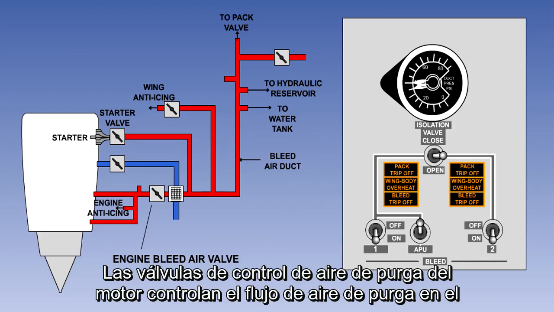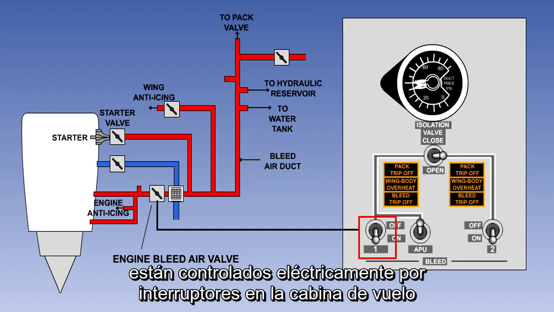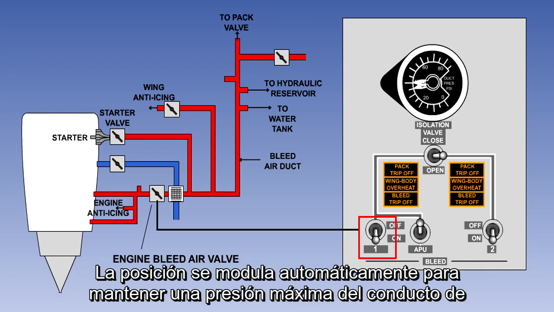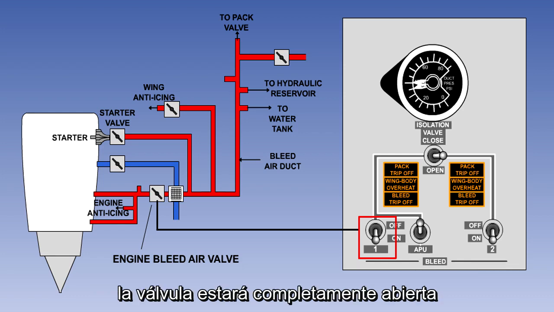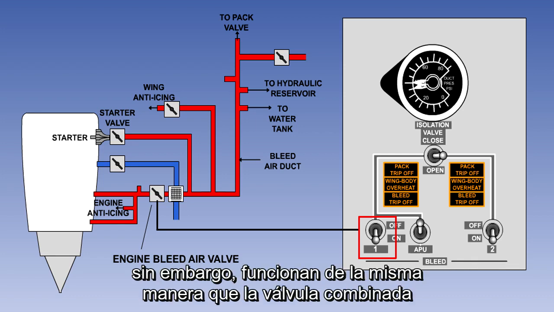The engine bleed air control valves control the flow of bleed air into the pneumatic system manifold. They are controlled electrically by switches on the flight deck. When selected open, the bleed air valve acts as a pressure regulator. The valve position is automatically modulated to maintain a maximum duct pressure of approximately 55 pounds per square inch. If the output pressure is below this, the valve will be fully open. Some aircraft have separate bleed air and pressure regulating valves. However, they function in the same manner as the combined valve.